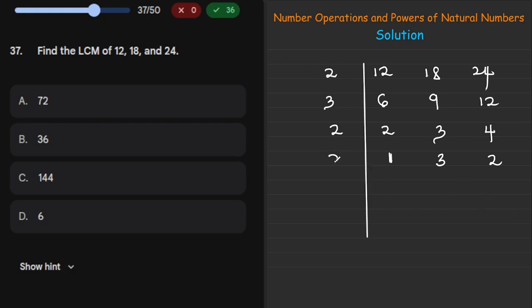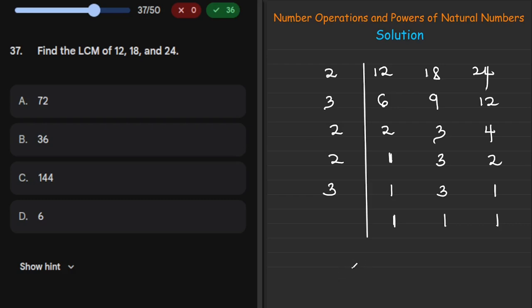So with 2, we know this 1 has already been achieved, so this row is out of the equation. But 2 also does not divide 3, but divides this 2 to give us 1. We are finally left with the 3. So this 1 remains, and then 3 into 3 once. Then we have this 1 over here. So these are the numbers whose product will give us the LCM that we seek.